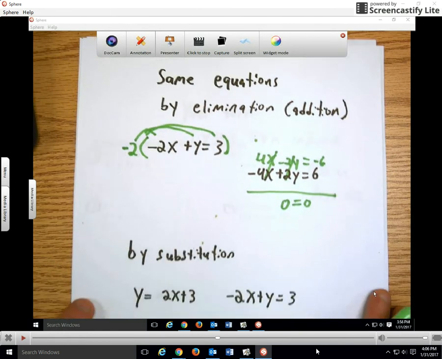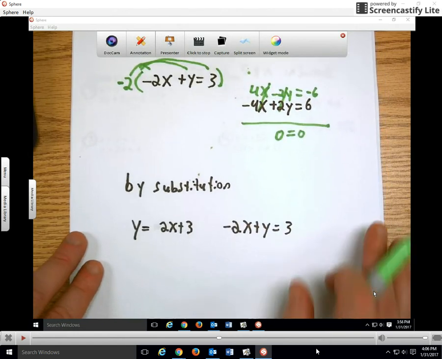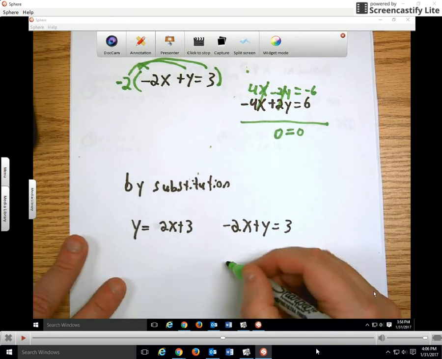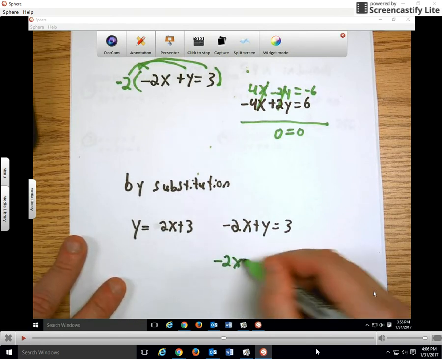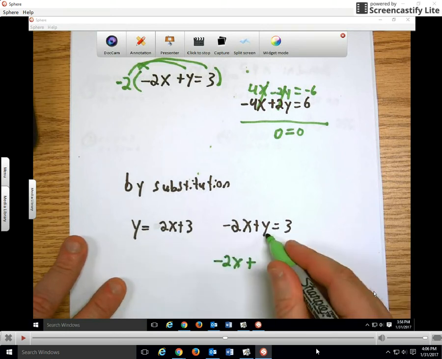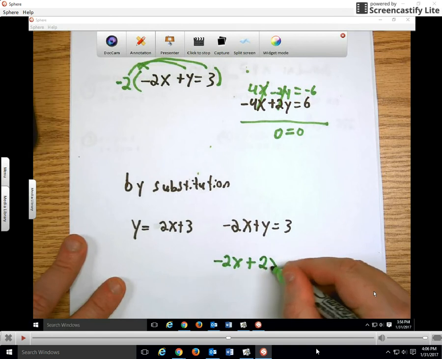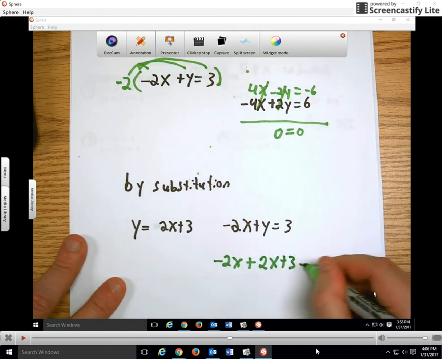Well, that same x would get the same resulting y in the other equation, because they're the same equation. You could also have gotten that same answer by substitution. This is the same equation we just did. I just have it already solved for y for one of them to save some time. So I'll rewrite this one, a negative 2x plus, but instead of a y, I'll substitute the values in, which is 2x plus 3 equals 3.